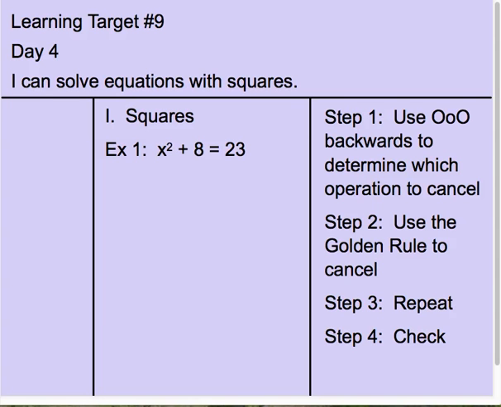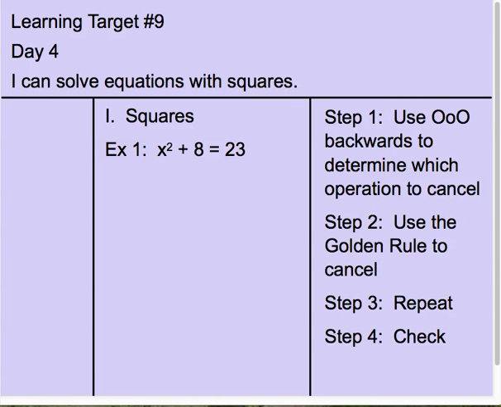Today we are looking at Learning Target 9, which is Solving Equations, Day 4. The type of equations we're looking at today are solving with squares. What I want to show you is a new way to organize Step 1, which is using order of operations backwards to determine which operation to cancel.